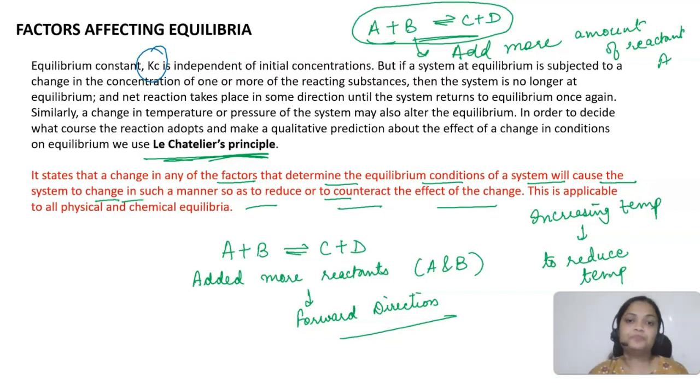That we will see. Similarly, if I increase the concentration of the product, the system wants the concentration of the product to decrease, meaning the backward reaction will happen there. So that is Le-Chatelier's principle: any change in a factor will cause the system to change in such a way that it counteracts the effect of the change. It will oppose that change.